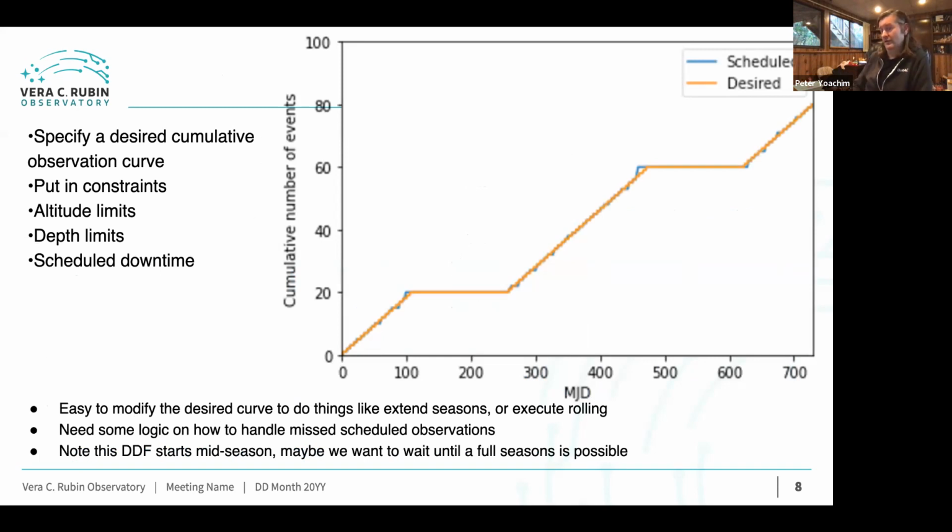So the only extra thing we need to add in here still is some logic for if a deep drilling field fails to execute because of weather or something. How are we going to make that up? Do we want to just schedule many more deep drilling sequences than we think will happen, and if weather knocks it out, that's fine, or do we want to reschedule it when it gets failed?